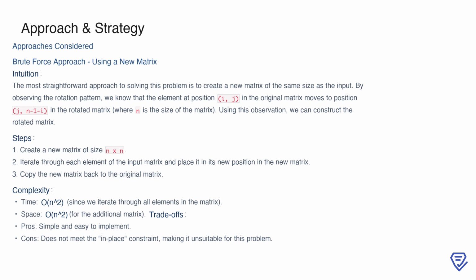Using this insight, the process involves 3 steps. First, creating the new matrix, then iterating through all elements of the original matrix and placing them in this new matrix at their rotated positions, and finally, copying the contents of the new matrix back to the original one. While this approach is simple and straightforward, it has significant trade-offs. It requires additional memory to store the new matrix, which results in a space complexity of n squared. This violates the problem's requirement for an in-place solution, making the brute force approach unsuitable despite its ease of implementation.